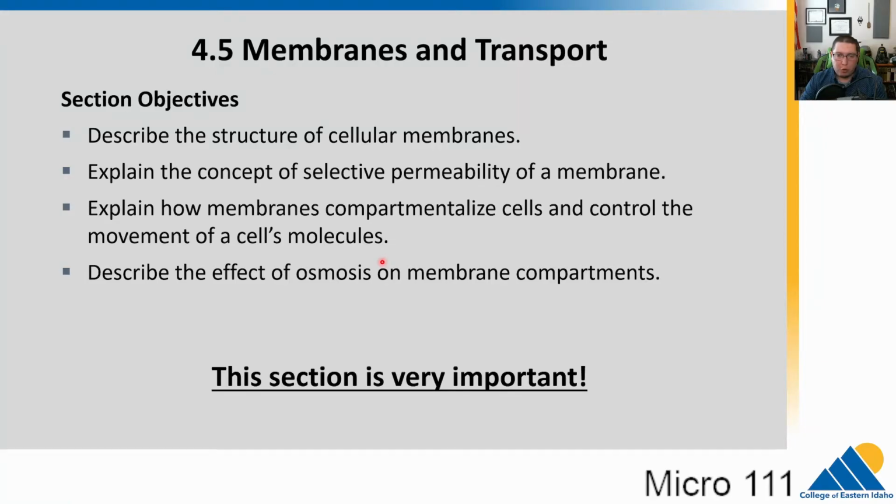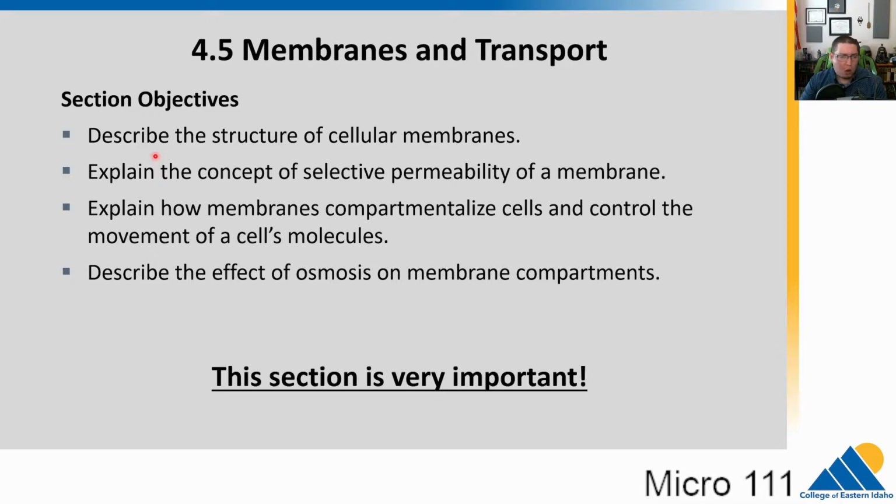Okay, we're into chapter 4.5. This says membranes and transport, which it is about, but we're going to talk about some very basic chemical principles, particularly this one called osmosis, which is a type of diffusion. These are super critical to understand.